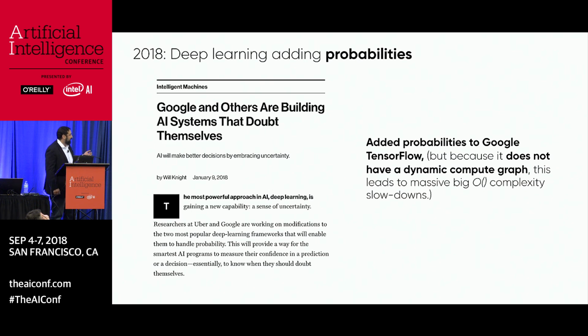Some of my friends and colleagues, including my co-founder, started adding probabilities to TensorFlow. In fact, there's a talk going on literally right now in a different room about adding probabilities to TensorFlow by a friend of mine. But this is a really bad retrofit. It's slow. It doesn't really work. TensorFlow doesn't have a dynamic flow graph. There are all kinds of problems with this. So you really have to build from the ground up if you want to get that right.